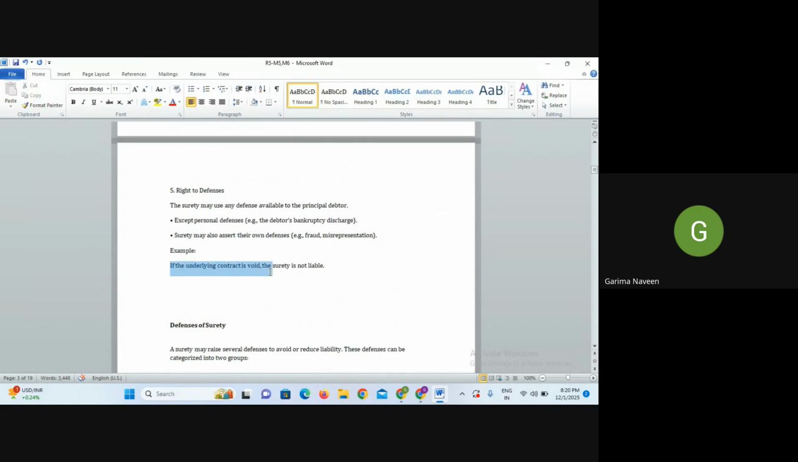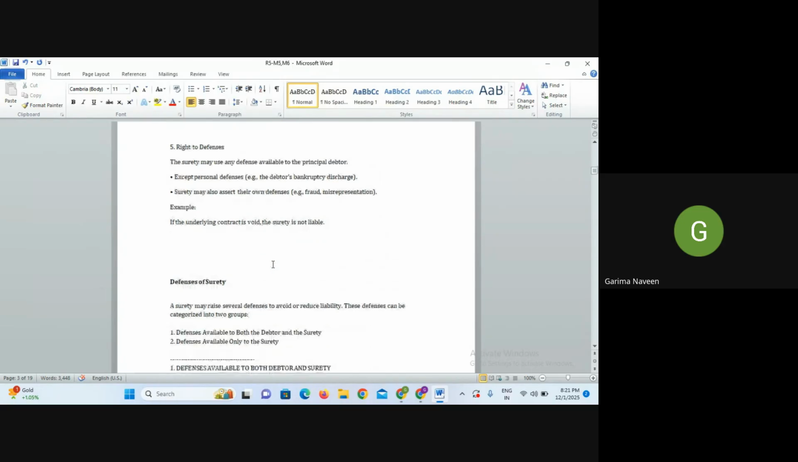So here one example is given: if the contract is void, meaning if it was related to an illegal matter or something which makes the contract void, then in that case the surety has no liability to pay on behalf of the debtor. Okay.